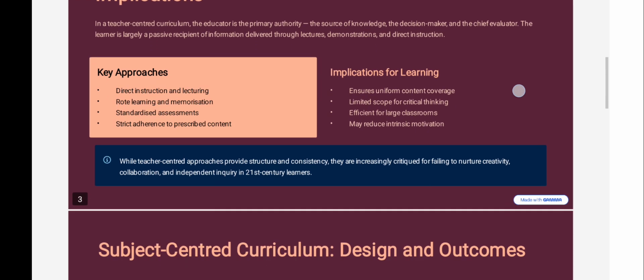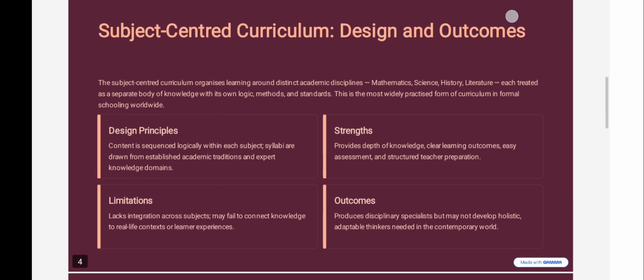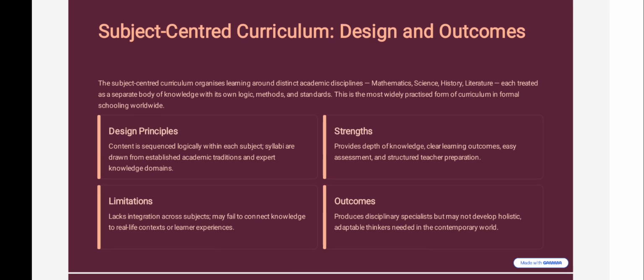in 21st century learners. Subject-centered curriculum: design and outcomes. The subject-centered curriculum organizes learning around distinct academic disciplines: mathematics, science, history, literature, etc. Each is treated as a separate body of knowledge with its own logic, method, and standards. This is the most widely practiced form of curriculum in formal schooling worldwide.